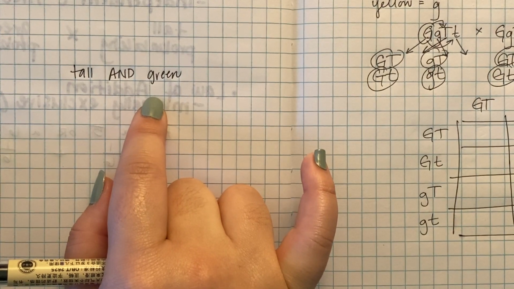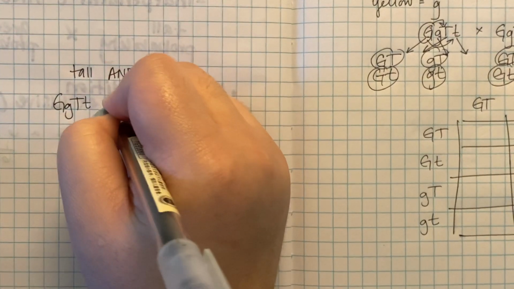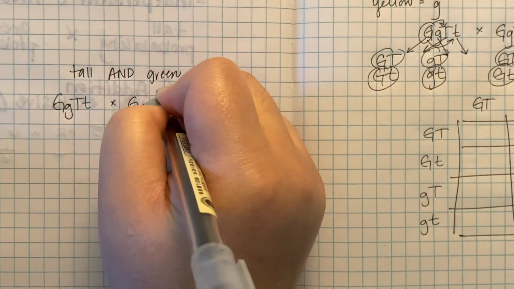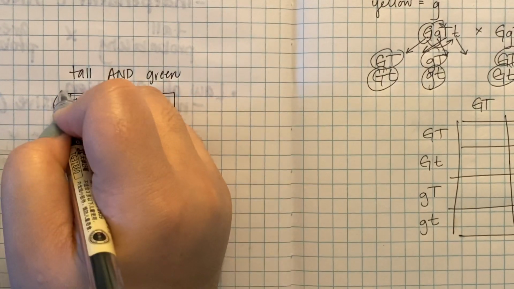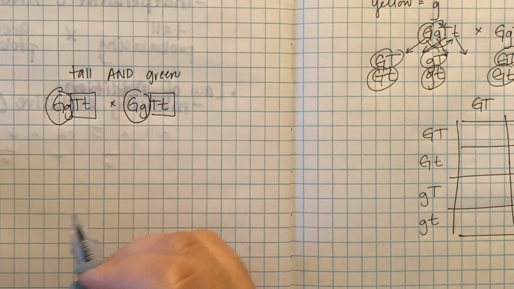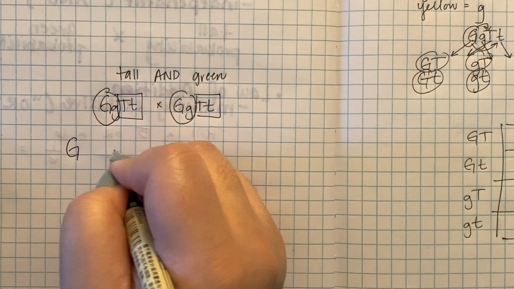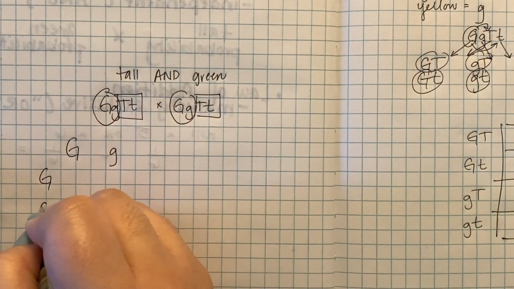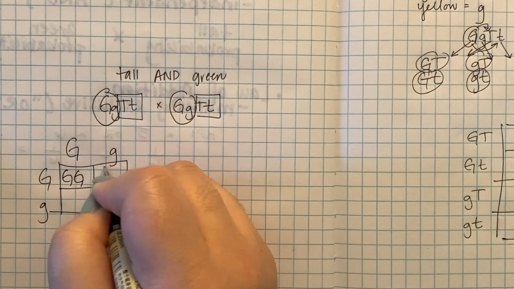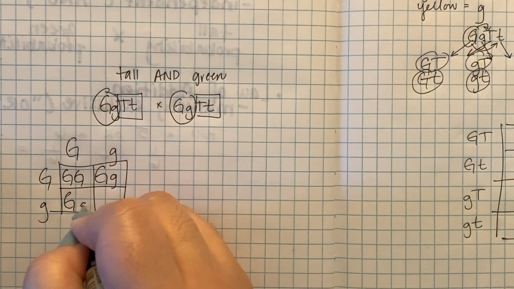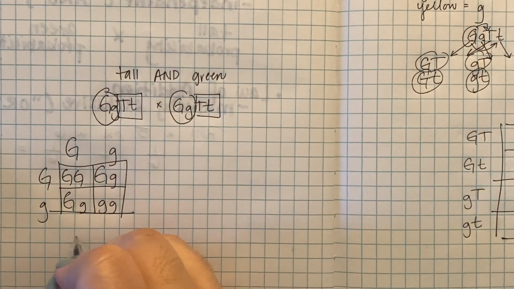So if I want to know my probability of being tall, and these are my parents, I'm going to just do a Punnett square for my tall, and then a separate Punnett square for my green, and then we're going to multiply. So let's do green first. Here's my eggs, here's my sperm, here's my fertilization, right? So my probability of being green is 3/4.